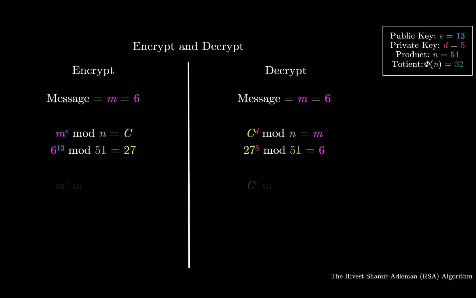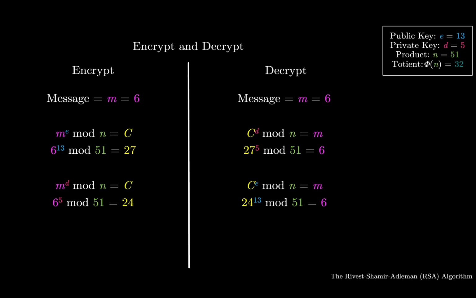The other way is to encrypt m using our private key and decrypt m using the public key. Hence, we have these two equations. M to the power of d mod n equals c, and c to the power of e mod n equals m. Again, we can verify using our numbers, and indeed, we get m back after encryption and decryption.